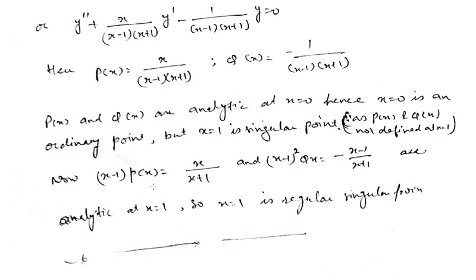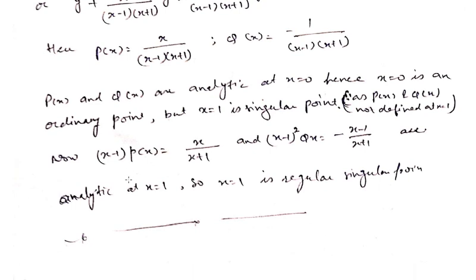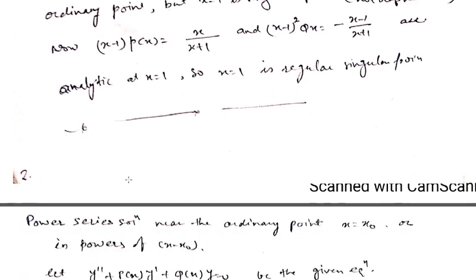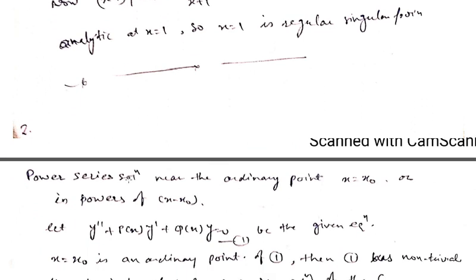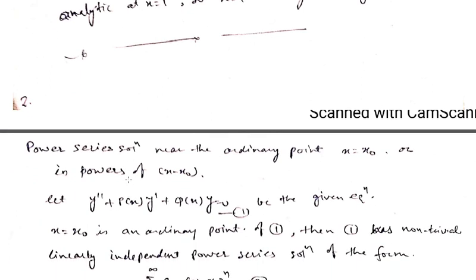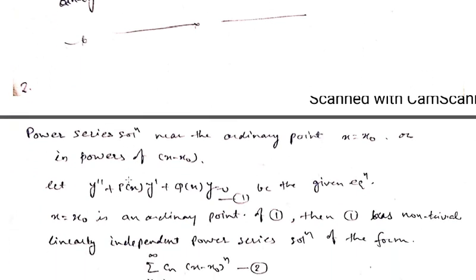So when we take the limit x tending to 1, this expression will give us a finite value. Similarly, the second also gives us a finite value. It means they both are analytic. Hence, x equals 1, which is a singular point, is a regular singular point.